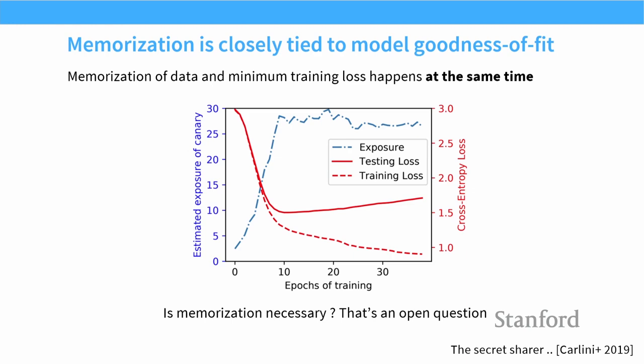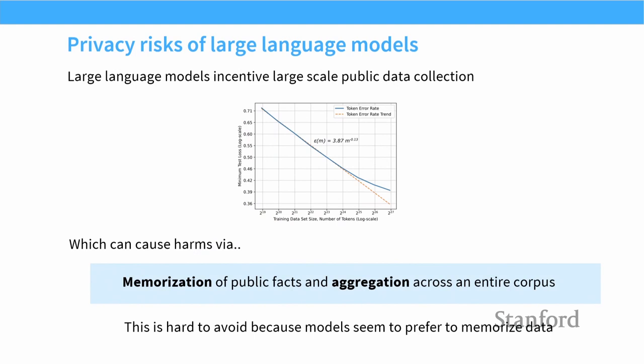And so to wrap up this summary of harms view, large language models have really driven large-scale public data collection because we know that more data and bigger models are going to help us. They're going to improve the performance of our systems. At the same time, we know that they're going to lead to further memorization, and that could be a form of privacy harm. Using the current approaches that we have now, it seems like this is inevitable. Models seem to prefer to memorize data, and the highest performance, largest models that we have will naturally memorize data.